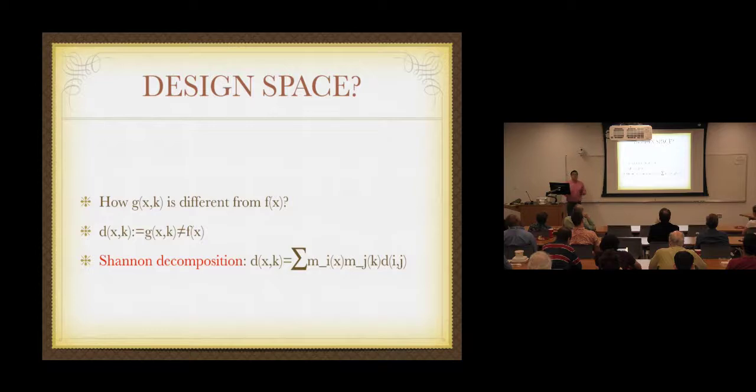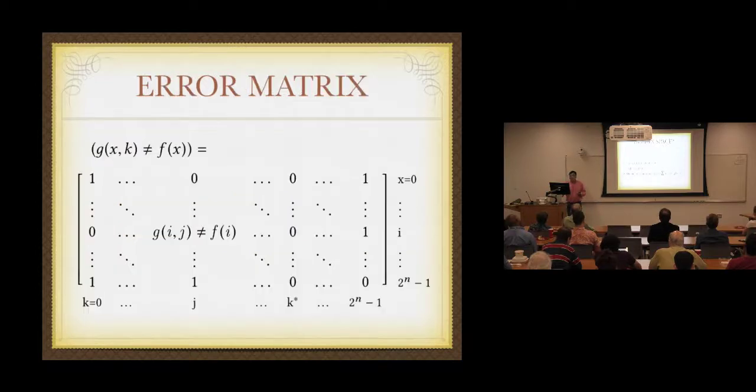If you look at this difference function, you can do Shannon decomposition and then get a two-dimensional truth table, right? Generally speaking, I distinguish the regular input on the rows and the key inputs on the columns. This is what we call the error matrix. An entry of one means this combination of x and k will generate a difference. One means a difference, 0 means not the same. So generally speaking, it becomes a matrix design problem. If I want to design the encryption circuit, I need to look at the truth table and design the error matrix carefully.